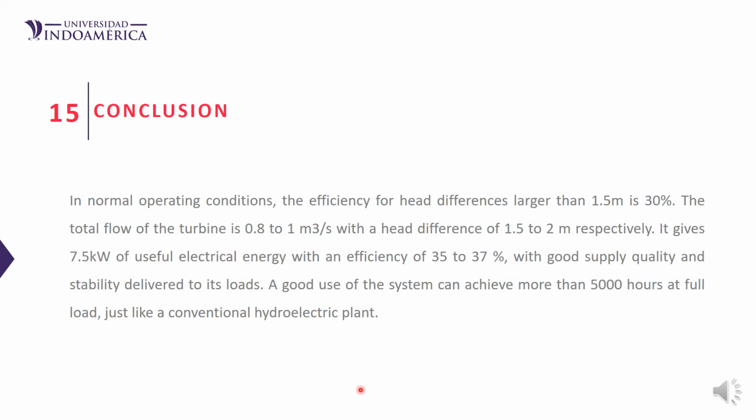In normal operating conditions, the efficiency for a head difference lower than 1.5 meters is 30%. The total flow of the turbine is 0.8 and 1 meters per second, with the head difference of 1.5 to 2 meters respectively. It gives 7.5 kilowatts of usable electrical energy with an efficiency of 35 to 37%, with good supply quality and stability delivered to its loads.